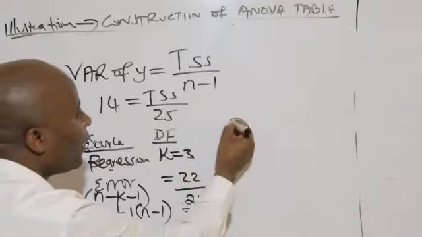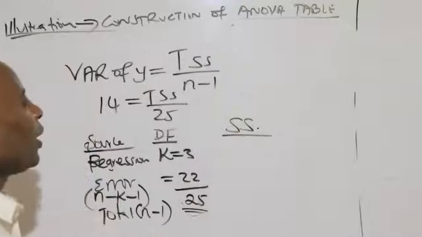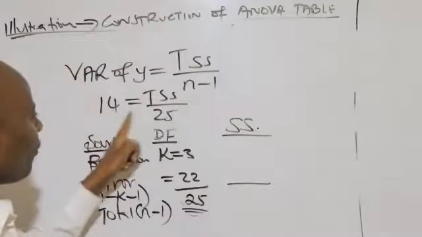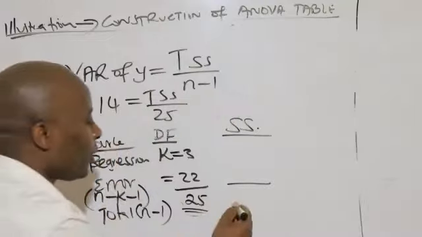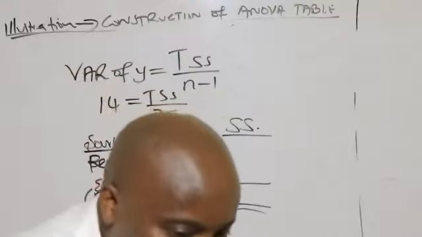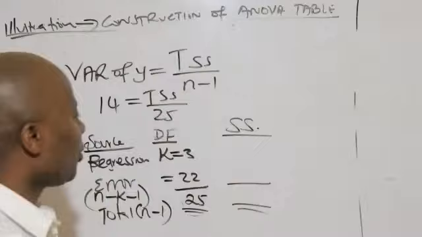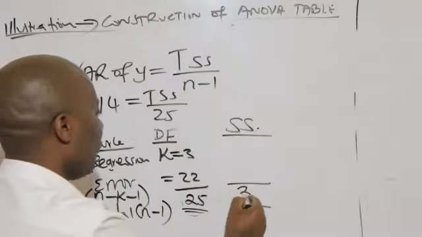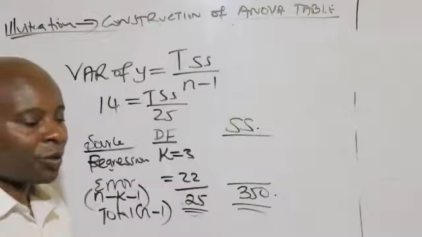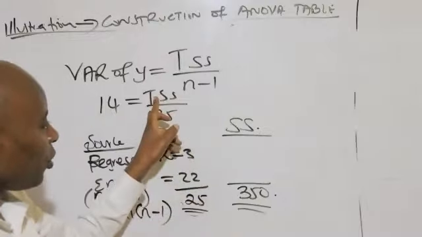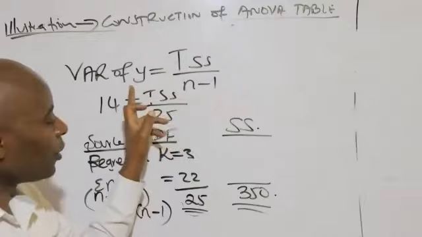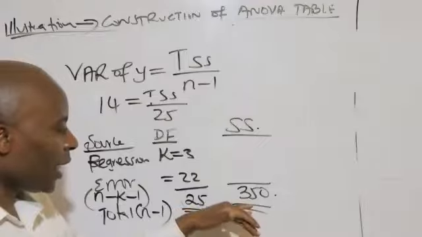So we have here the sum of squares. If you multiply, 25 times 14, what are you able to see, ladies and gentlemen, that 25 times 14 gives us? 350. So the total, please write this in full. This is the total sum of squares, which you've been able to get here as 350.